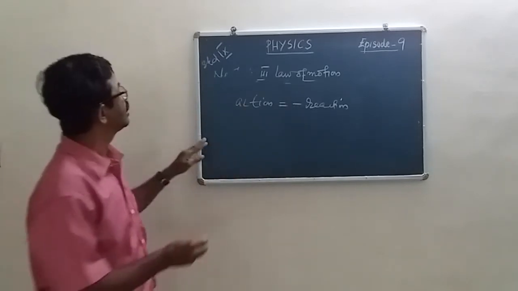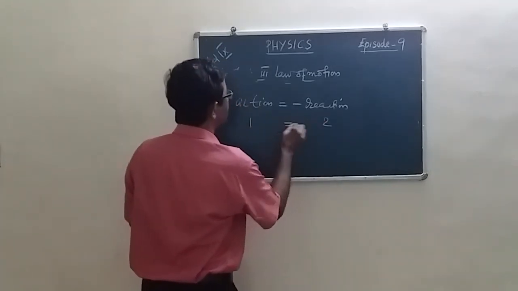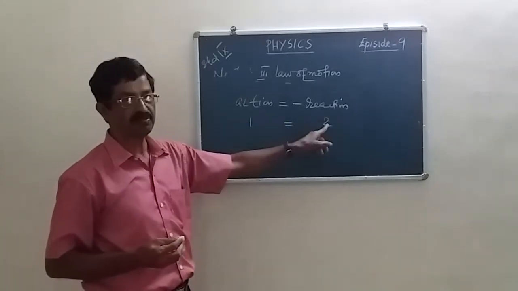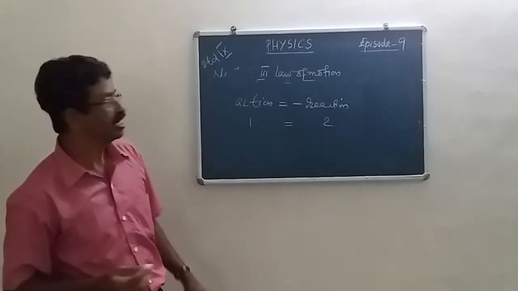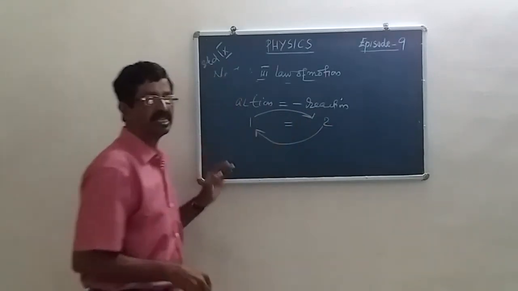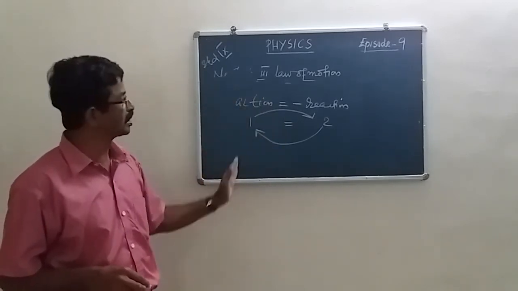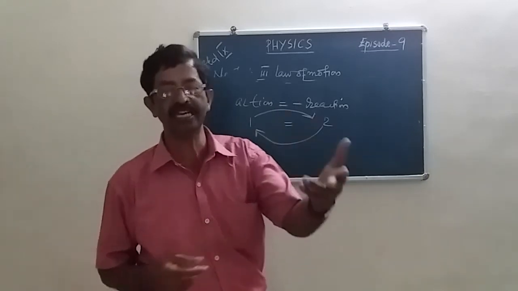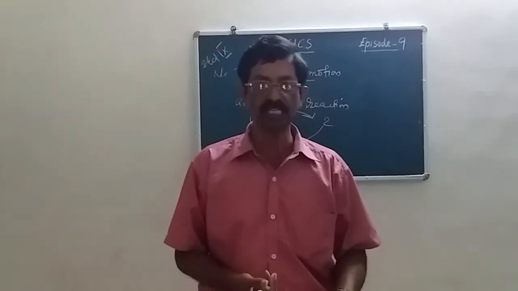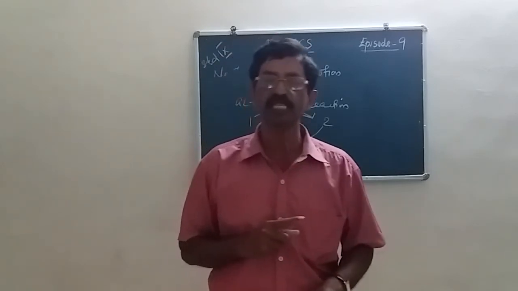Then another question. There are two bodies, first body and second body. If the action is on the second body, then the reaction is on the first body. They are acting on two different bodies, not on the same body. Because of that, they are not cancelling each other. If action and reaction are equal and opposite and act on the same body, they cancel each other. But here they are not acting on the same body.